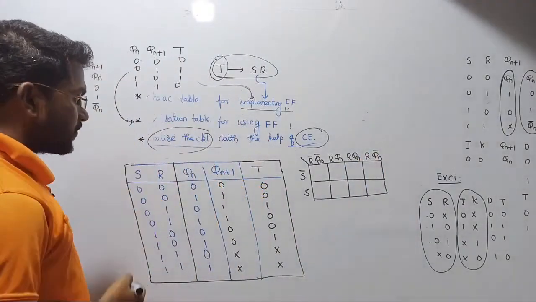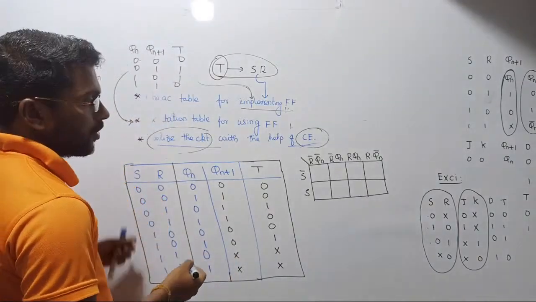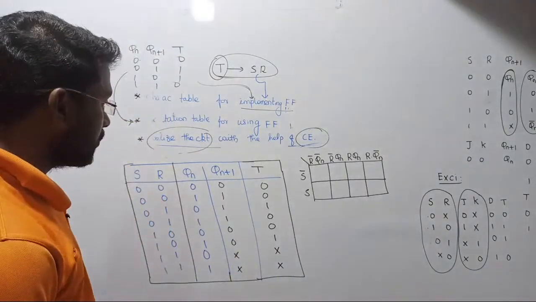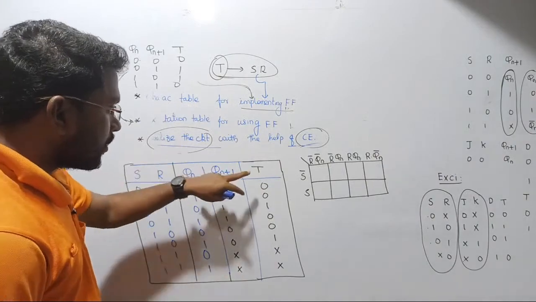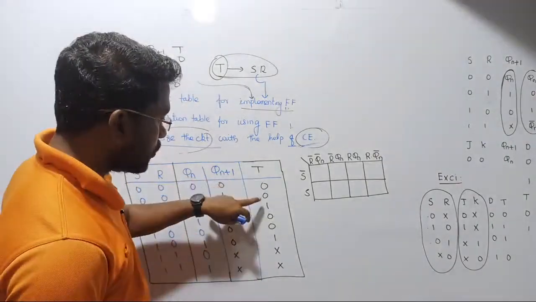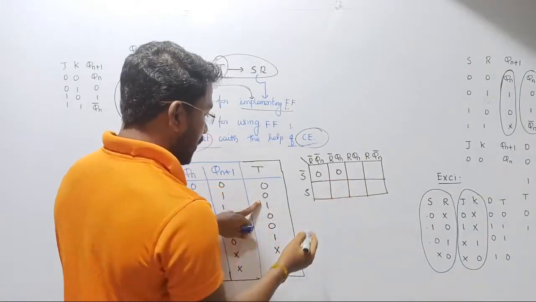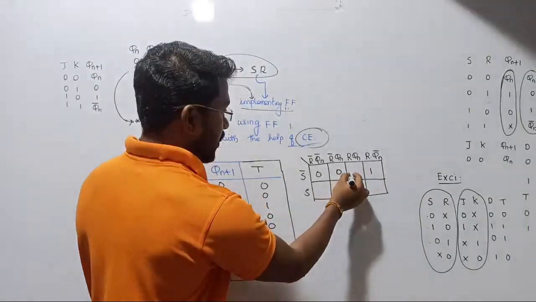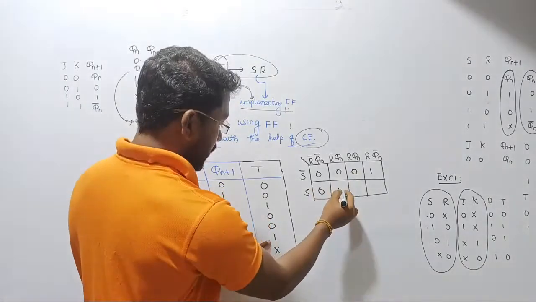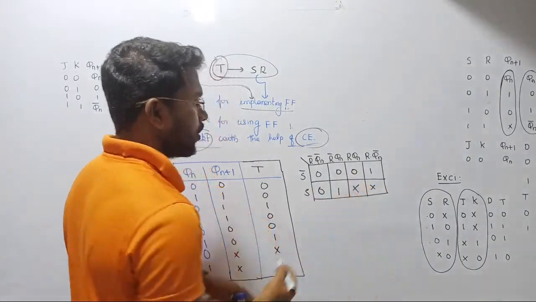Okay, now the thing is we have to implement the values. How will you implement the values? Let us see how to implement the variables here. See there, for what values are we getting the output? 0, 0, so that is 0, sorry, 0, 1 also we are getting 0, and for 2 we are getting 1, for 3 we are getting 0, for 4 we are getting 0, for 5 we are getting 1, for 6 and 7 we are getting don't care.